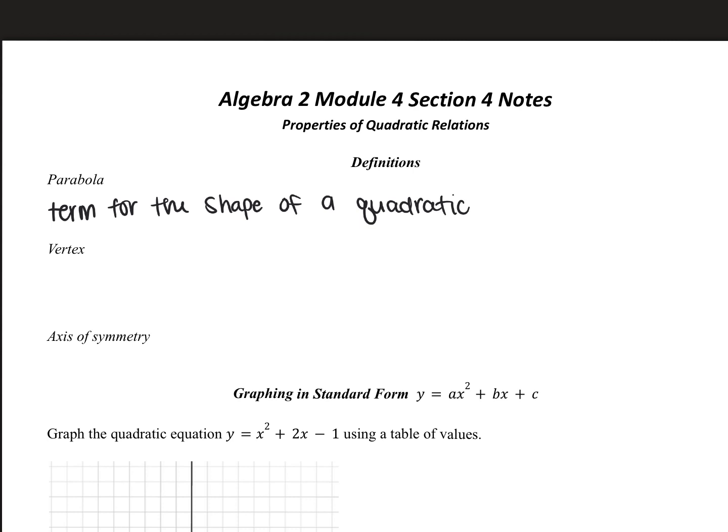So you can have two different shapes of a quadratic. You can have a quadratic that opens up, which is a regular U, or you can have one that opens down, which is an upside down U.